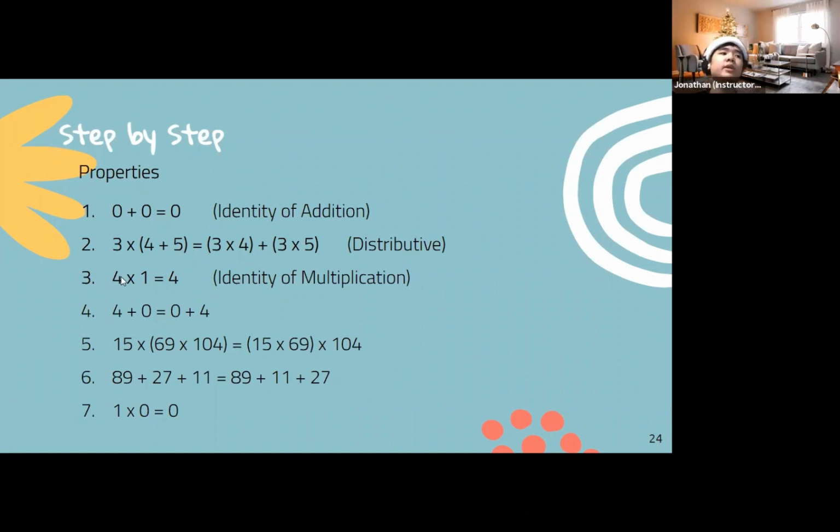Number 3 is 4 times 1 is equal to 4. That's identity of multiplication. And then 4 plus 0 is equal to 0 plus 4. We swapped them around, which means it's commutative.